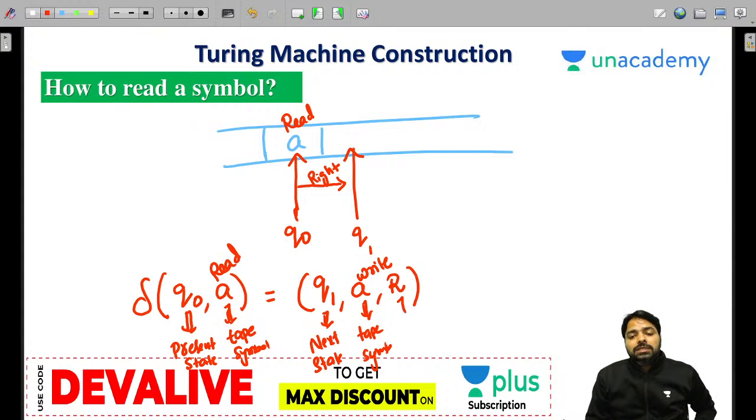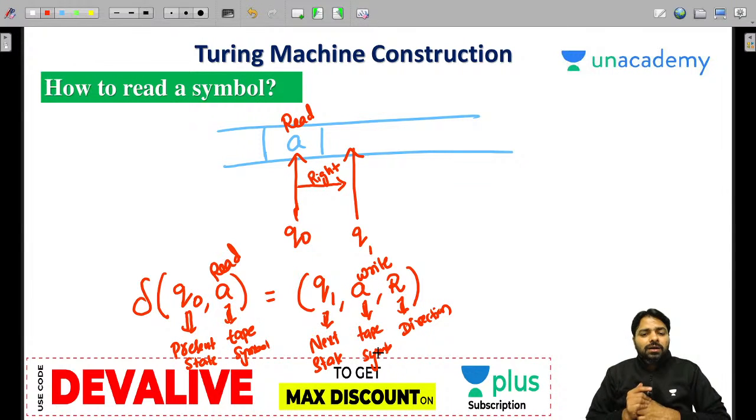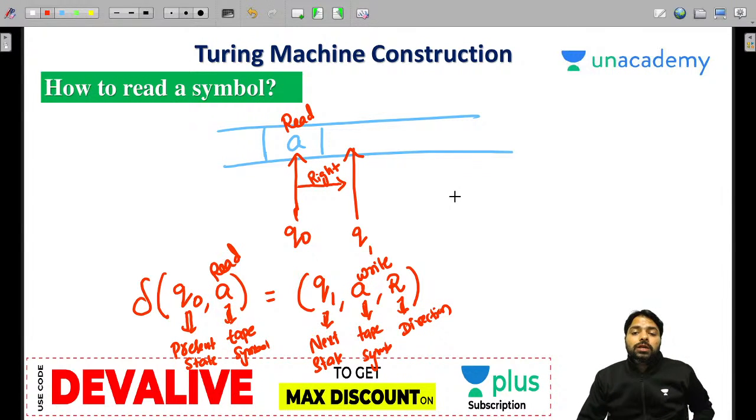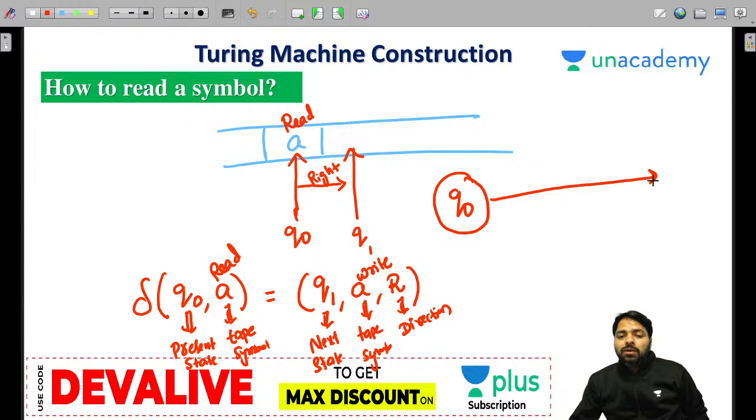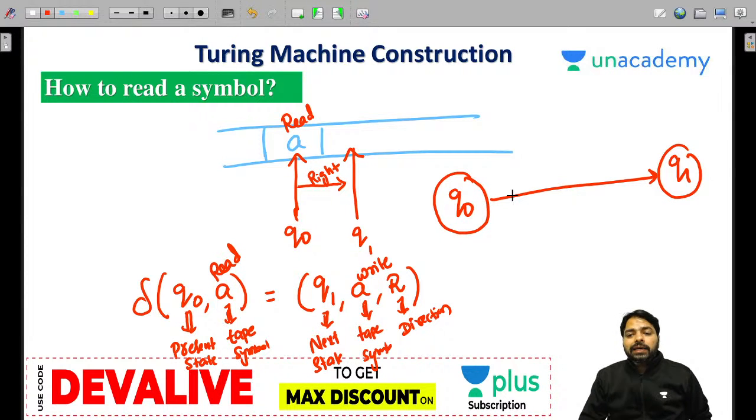So R means it's a direction. You are moving in the right direction. You can also move left if you want. Clear? And how do you draw a diagram for that? From Q0, I will move to Q1, and here A is the first parameter that you read, and you can write it in many ways. A comma A means I'm writing with A and I move in the right direction. Everybody?